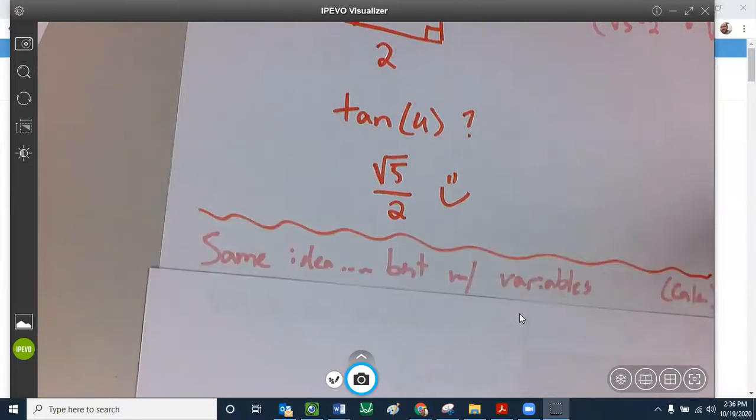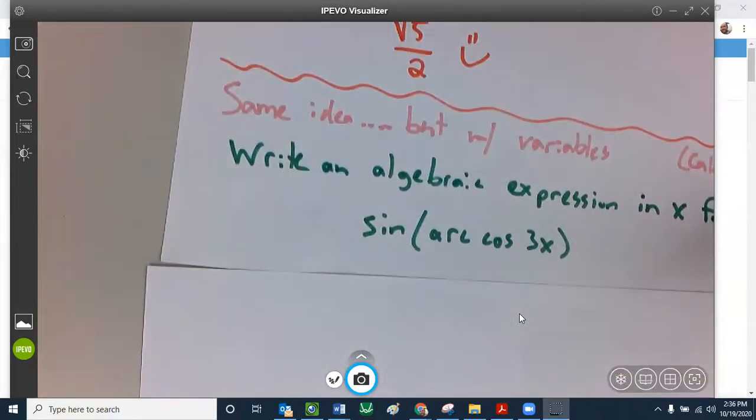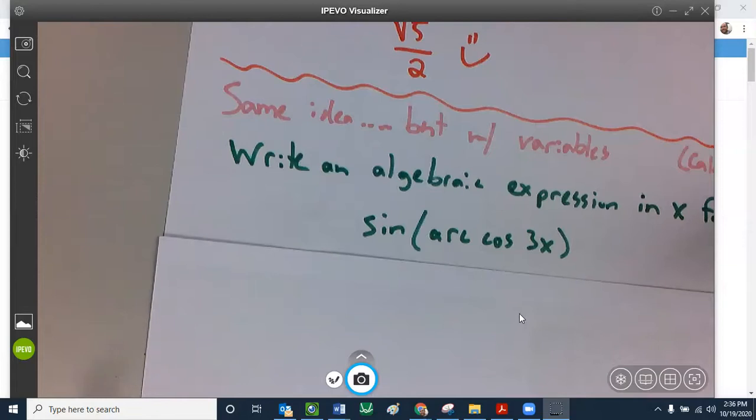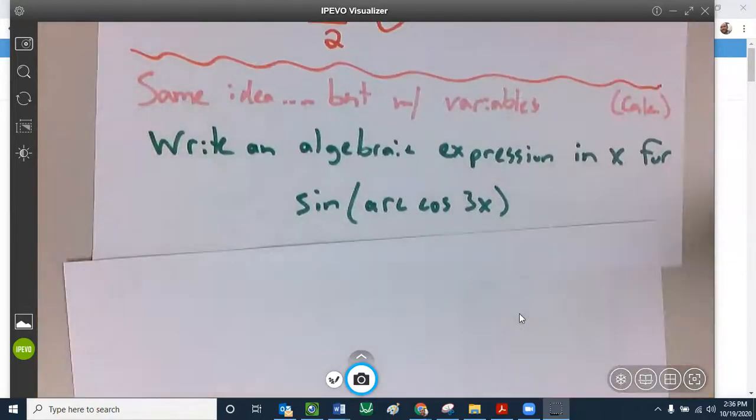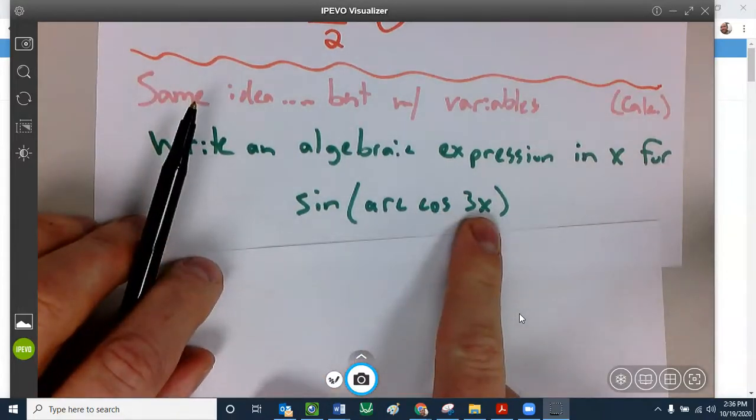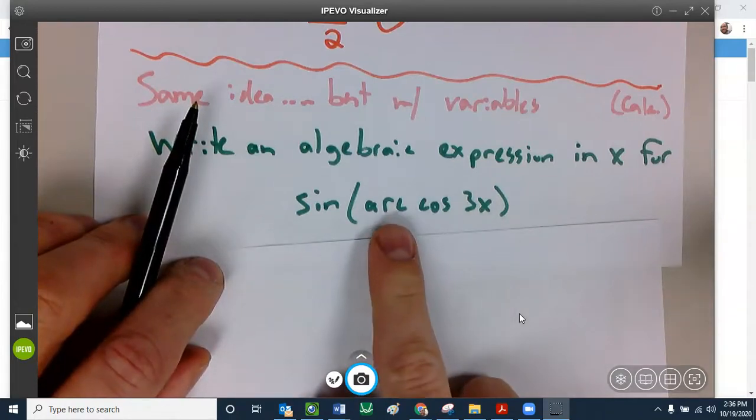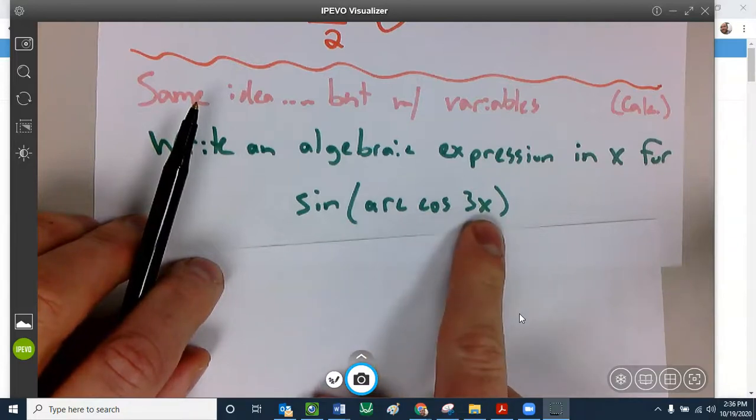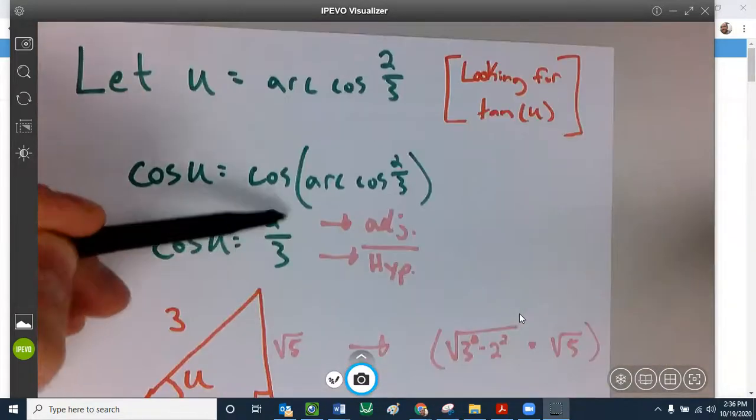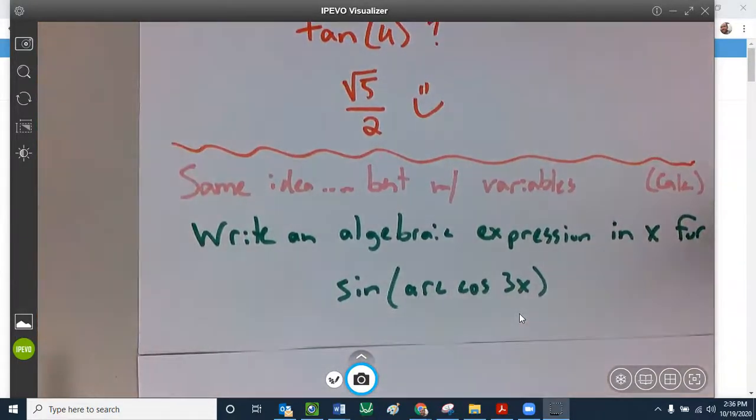This one's going to have variables in it instead of numbers, but it's the same idea. Very calculus-like. I want to write an algebraic expression. That means there's going to be x's in my answer. That would give me the sine of the arc cosine of 3x. Okay? So arc cosine of 3x is some angle. It's u. Right? There's our u substitution. U equals arc cosine 3x. There's some angle that has a cosine that's 3x over 1. It worked out better up here because this was 2/3. It was a fraction. That helped us with the adjacent and hypotenuse stuff. On this one, I'm just going to have to remind myself that's actually 3x over 1.